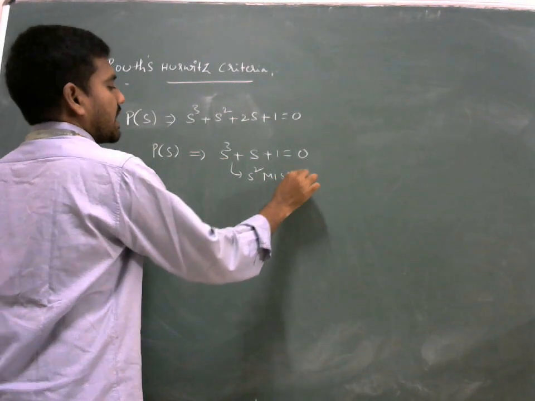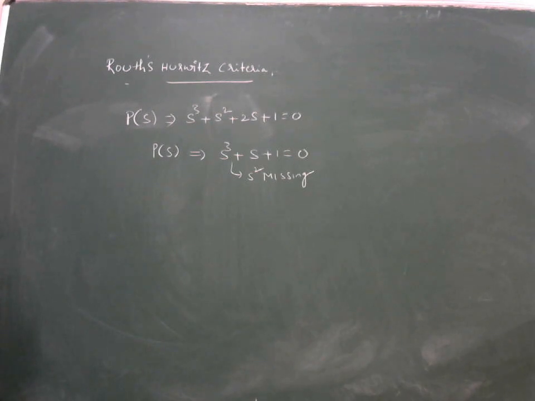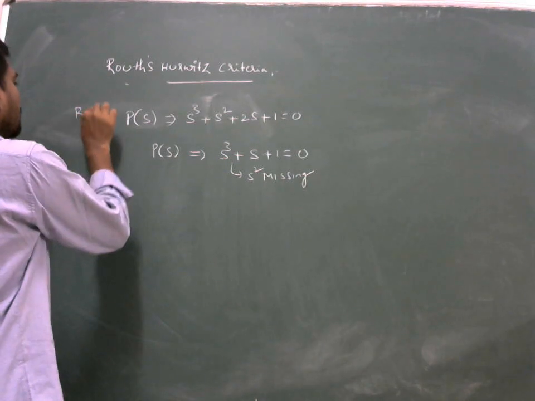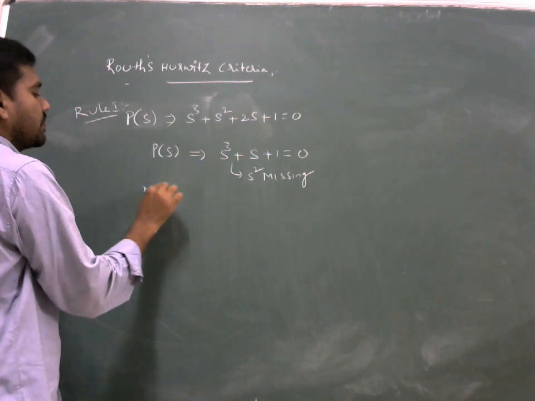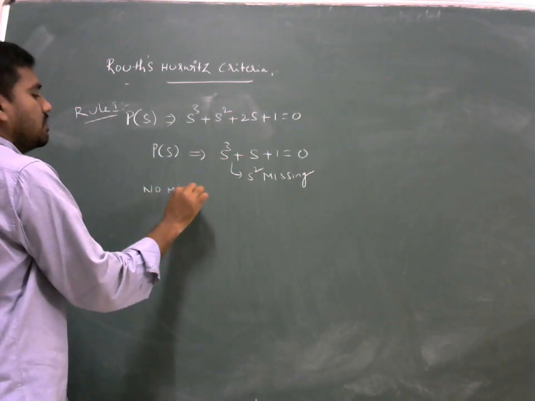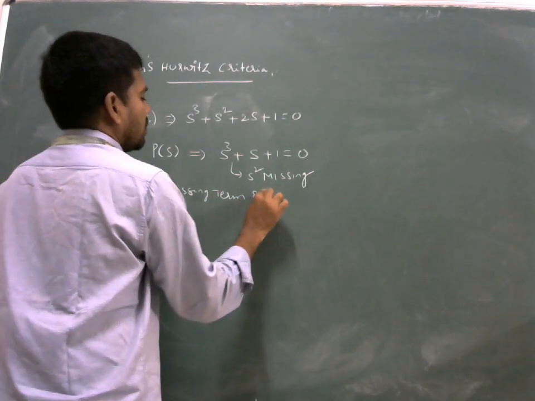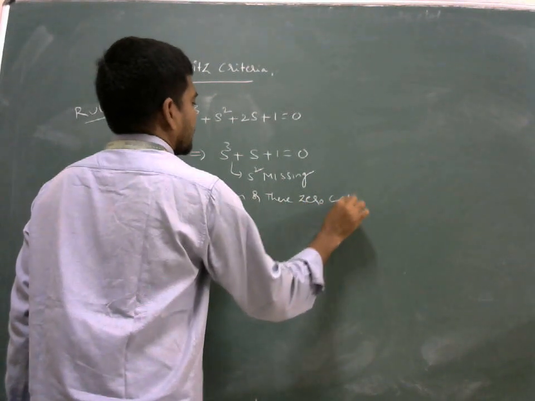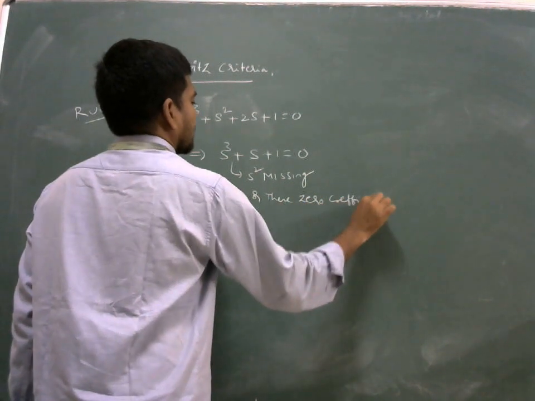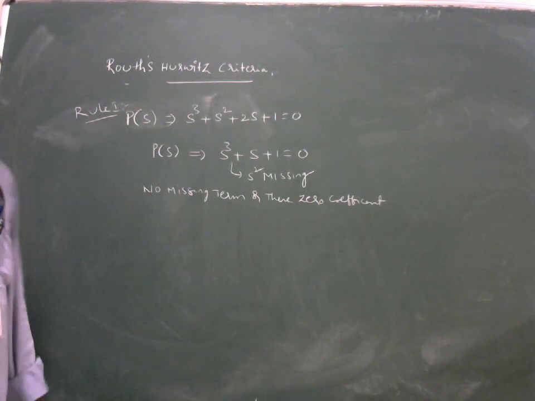So in that particular case, we can't apply the Routh-Hurwitz criteria. Even if you apply it, that will indicate an unstable condition. That is rule 1. Rule 1 is that there will be no missing term, or no zero coefficient. There is no zero coefficient, and at the same time no missing term.